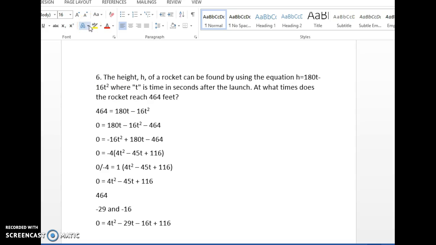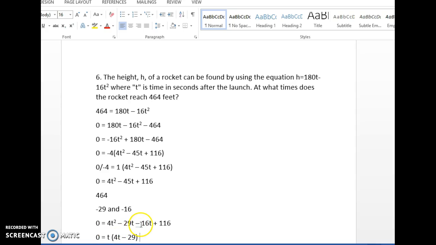So now we're going to group. If I look at the first two terms, there is a common factor of t. The 4 and the 29 don't have anything else in common, so that's the most I can do with that.